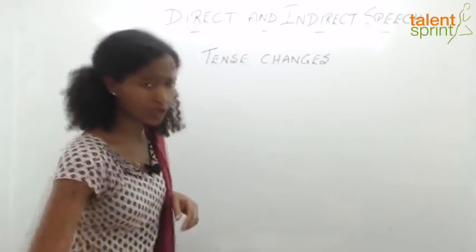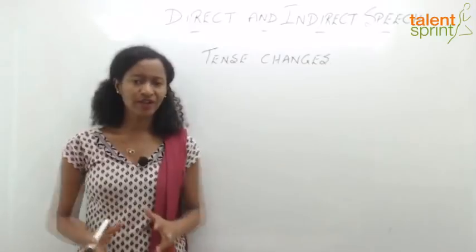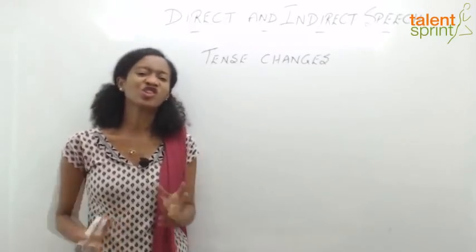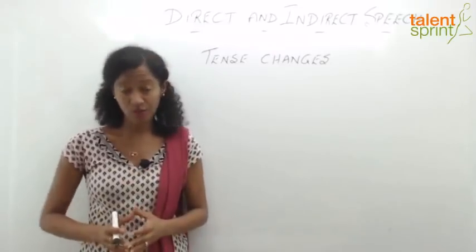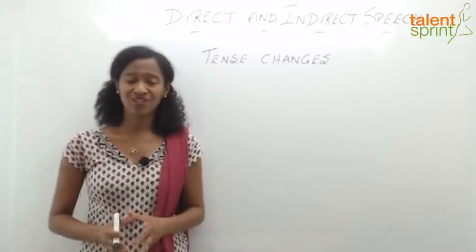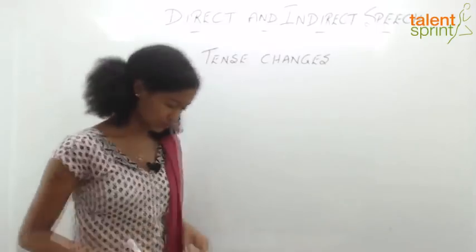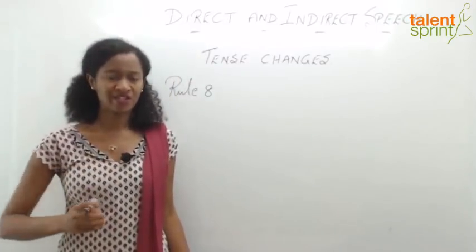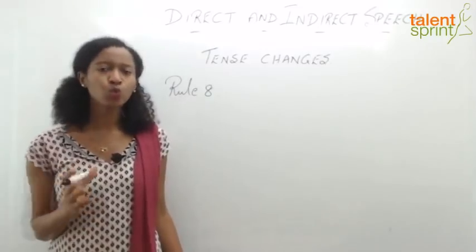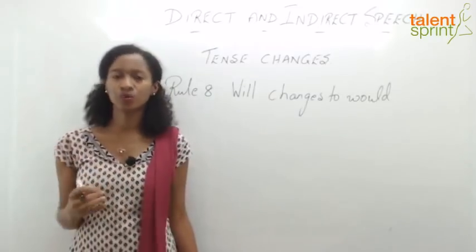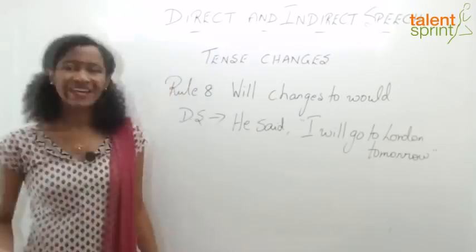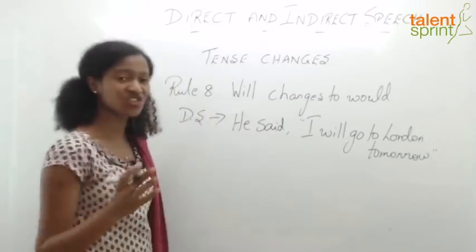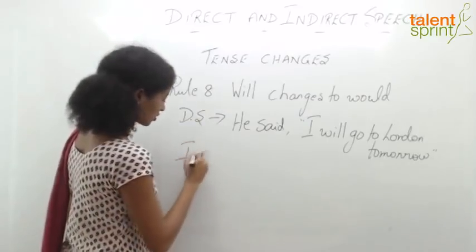So we've looked at 7 rules so far, if I'm not wrong. This past perfect tense does not change in the reported speech can be considered as a rule. We can say that is rule 7. Let's move to rule 8 now. Rule 8 is where will and shall change to would. Let's understand this rule with an example sentence. He said, I will go to London tomorrow. Now let's change this to the indirect speech.